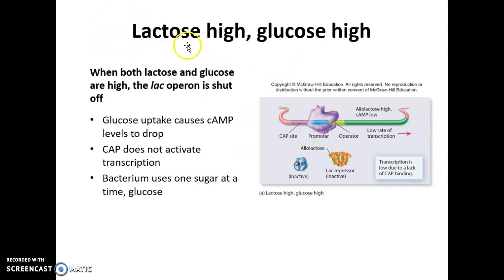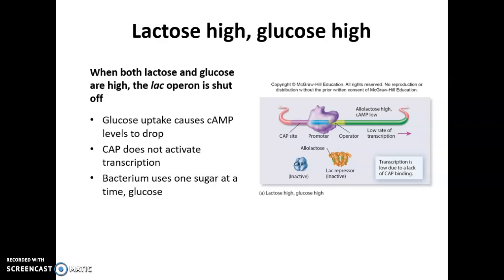If lactose is a disaccharide, half of which is glucose, why would I bother to waste the energy of making enzymes to break down that disaccharide to get to the glucose if there's plenty of plain old glucose available already? So when glucose levels are high, we do not turn on the Lac Operon, whether lactose is present or not. We keep it shut off.